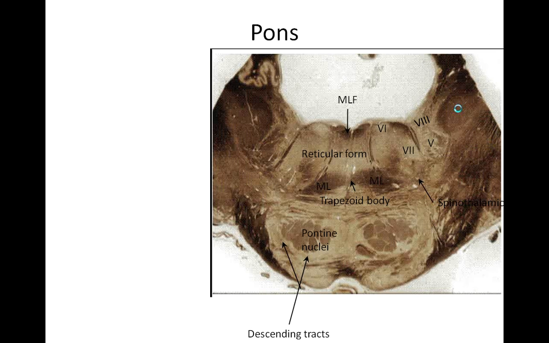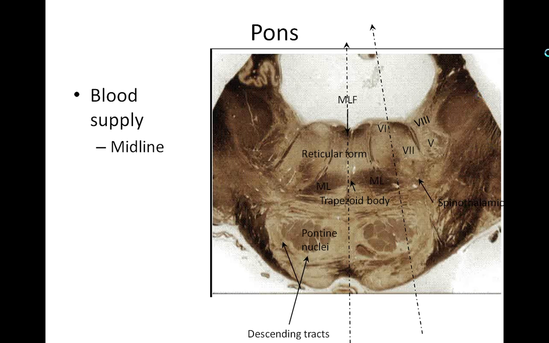The final thing that we'll need to do is consider the blood supply of the pons. And the important thing for the blood supply is that there are medial and lateral zones. So there is a midline zone, which is between these two lines, and a lateral zone, which lies lateral to this line here. The midline zone is supplied by pontine branches of the basilar artery. The lateral zone is supplied by, I believe, the superior cerebellar artery, as well as the anterior inferior cerebellar artery.